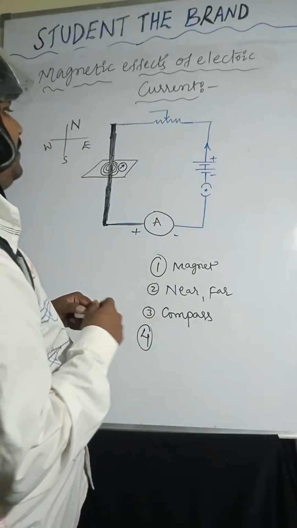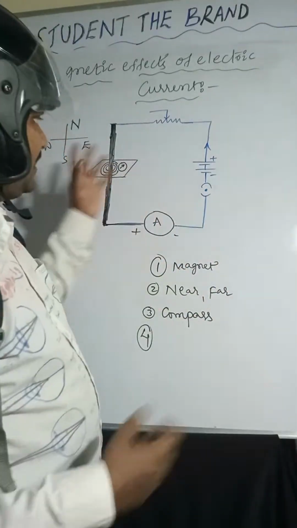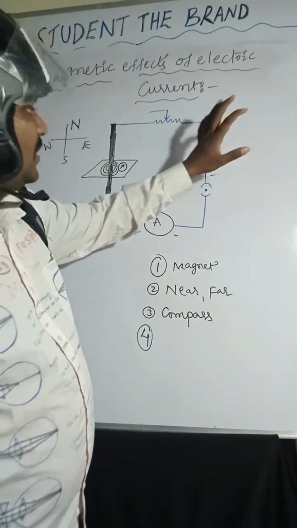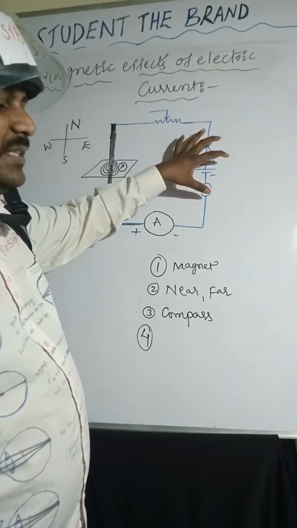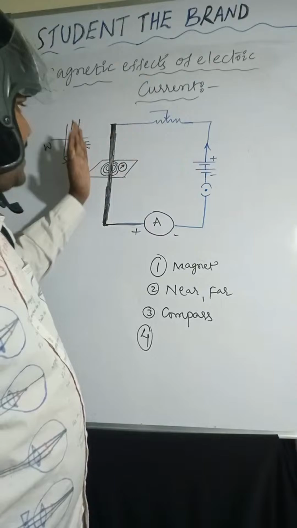So here we can magnetize whenever we want. We can demagnetize also. If you remove the battery, it won't act as a magnet. So the conductor won't act as a magnet. If you attach the battery, it acts as a magnet.